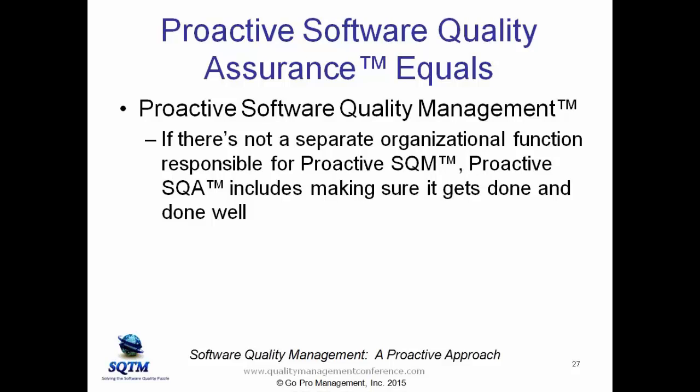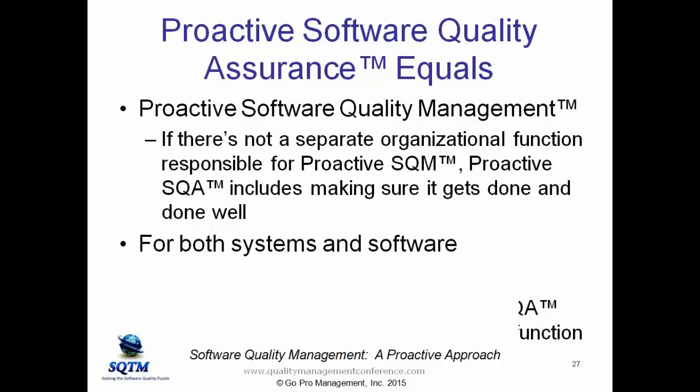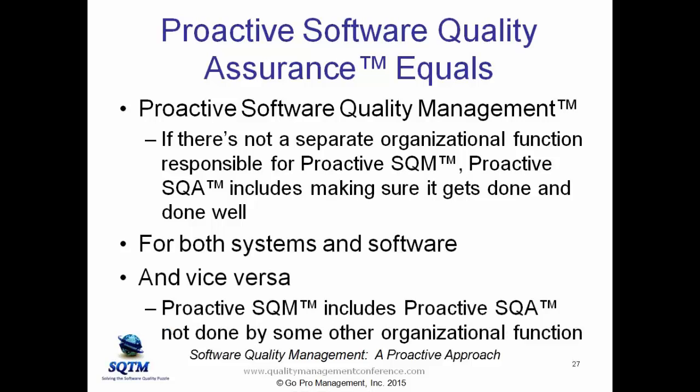So essentially, proactive software quality assurance says make sure all these things get done, and some of them may get done by folks with different titles. Proactive software quality management says the same thing. Okay? And that it's for both systems and software. So proactive software quality assurance includes proactive software quality management, and proactive software quality management includes proactive software quality assurance. Okay.